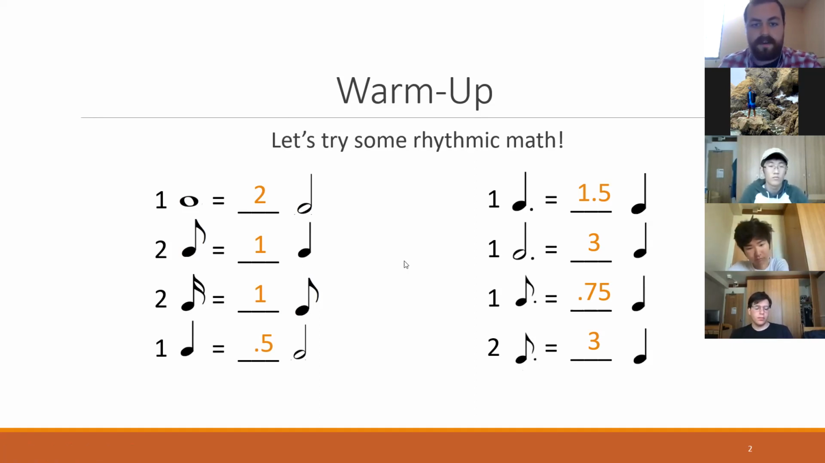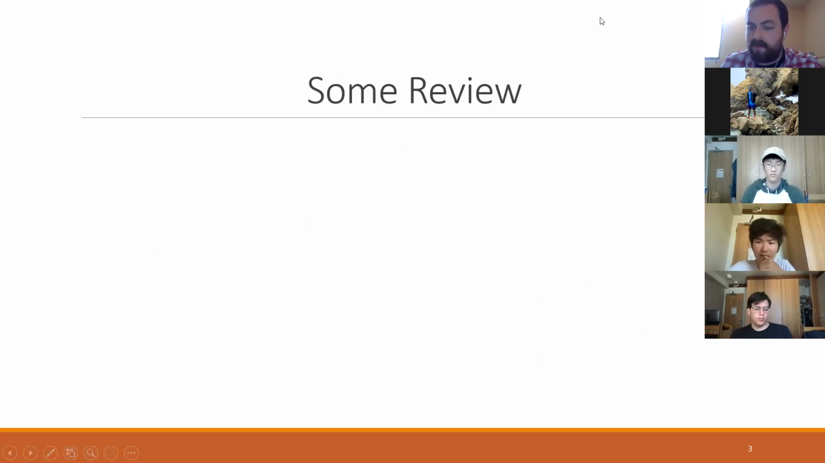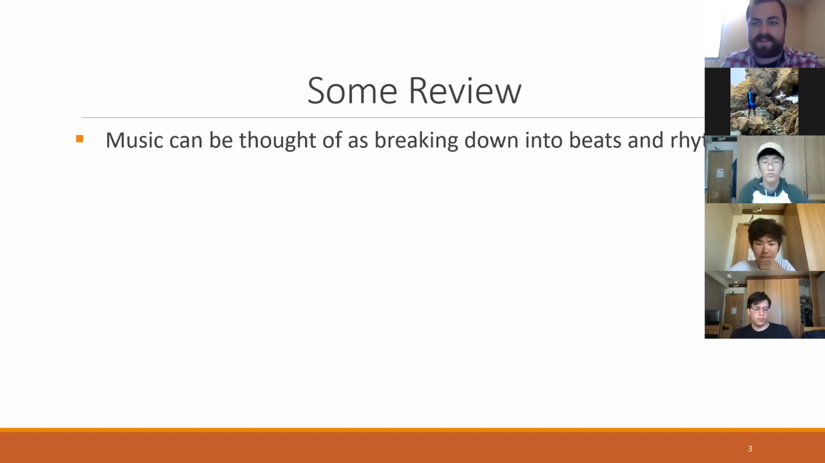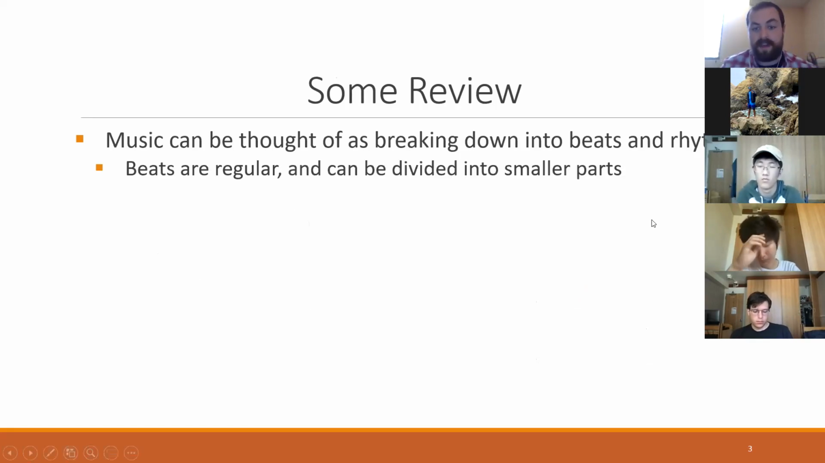Okay, here we go. So let's now talk about some review of what we talked about yesterday. Music can be thought of as breaking down into beats and rhythm. And these are different concepts. They're often used interchangeably in day-to-day life, but they're actually different. Beats are regular and can be divided into smaller parts. The beats exist in the background, whether anything's playing or not. For instance, if the beat is this pulse, and somebody isn't playing, the beat is still happening. The beat is always there.